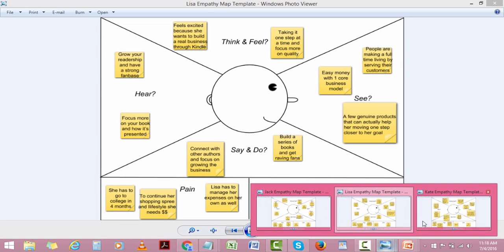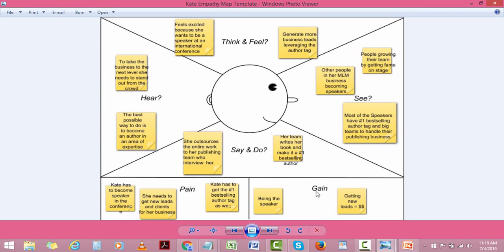So this is about Lisa, and the third is Kate. Kate is a mother who has a daughter who is going to turn 1 year next month, and she feels excited because she wants to be a speaker at an international conference, and this is important because that way she can generate more business leads leveraging her author tag.